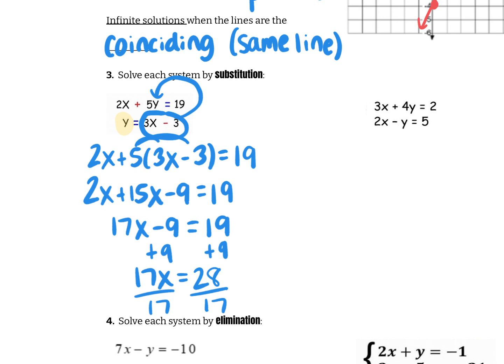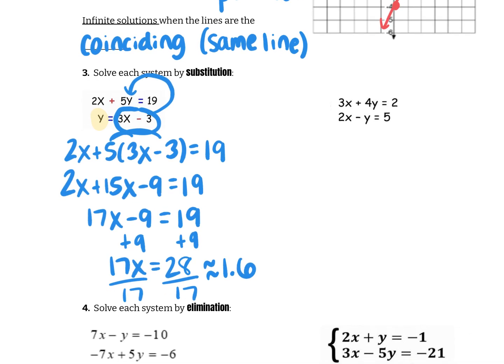Hold on, I'm going to grab a calculator. So 28 divided by 17 is like a weird decimal. It's like 1.65-ish. So we actually haven't done any that turned out quite this strange, but that's okay. So I'm going to round to about 1.6, the nearest tenth. So then plug that in to the second equation to find y. So plug this in right here for x.